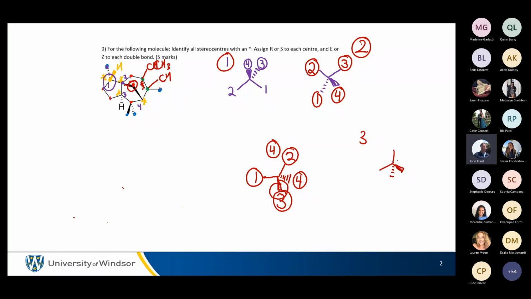Again, on carbon 3, note that we don't have an up wedge anywhere. I've arbitrarily decided this one's going to be an up wedge. I could have chosen either of the other two as an up wedge. That would have been completely appropriate. But I just picked this one arbitrarily. Okay, so again, it's easy to assign number 4. It's the hydrogen.